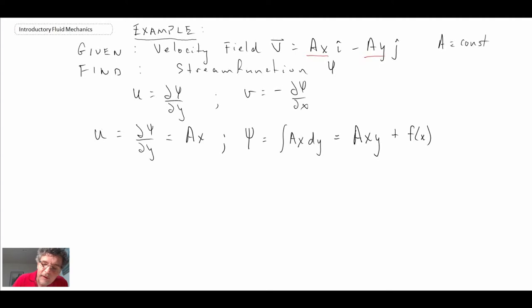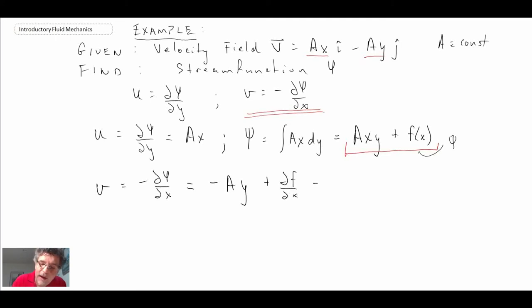What we're now going to do is take this that we just solved for psi and plug it into our velocity in the v direction, or in the y direction. So we need to take the derivative of our stream function with respect to x. We get that, and that is going to be equal to the v component of velocity that we have up here, which we said was minus ay. So what do we get out of this? Well, we see this matches directly with that, and for the derivative of f, there's nothing there, so that's equal to zero.